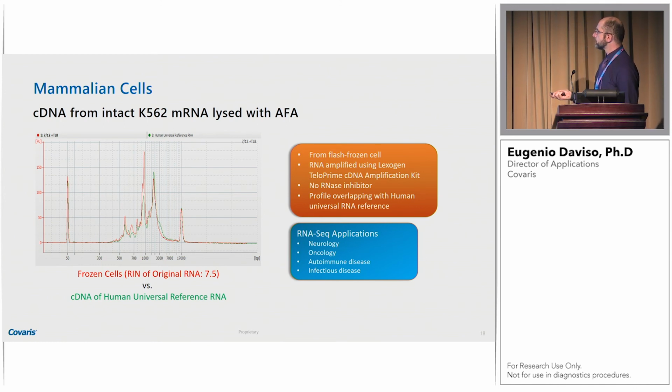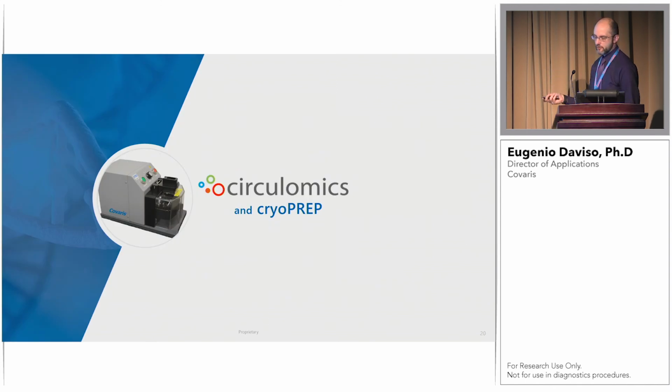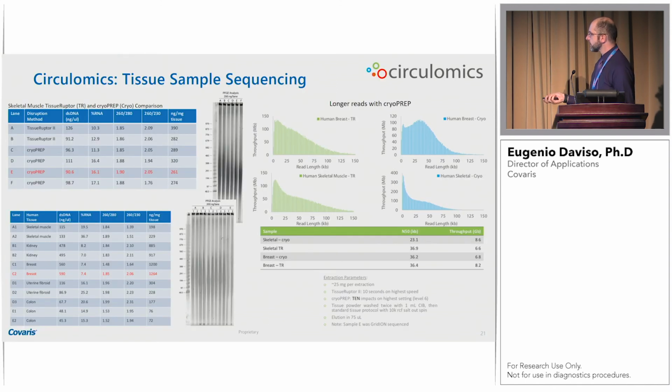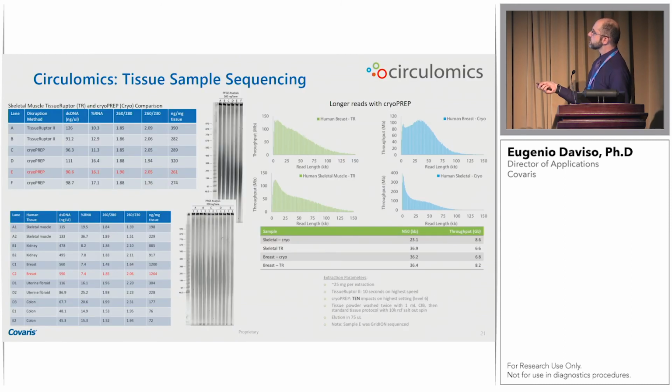So I'm gonna skip this. We have a solution also for proteins, as I mentioned before. I just would like to acknowledge, I don't want to go too much into detail, this collaboration with Circulomics, where we used the tissue, the cryoprep and the tissue tube, and we had excellent results also here with very good N50 and very good throughput with very long reads.